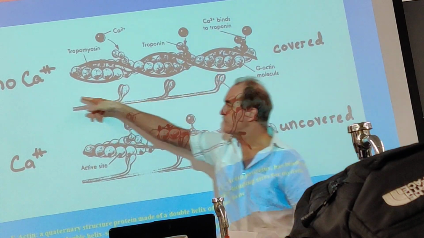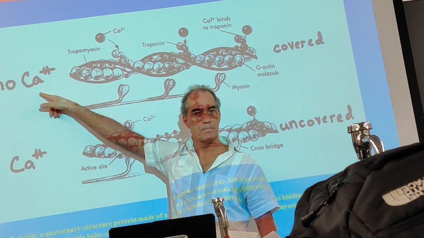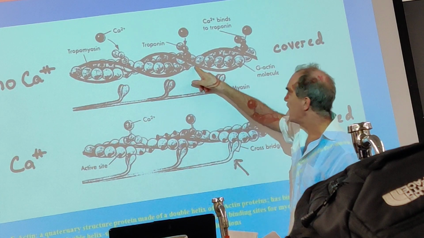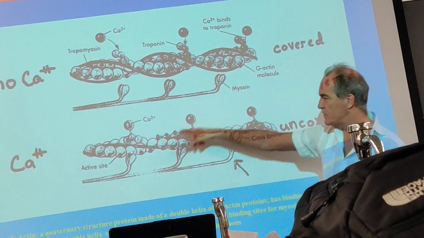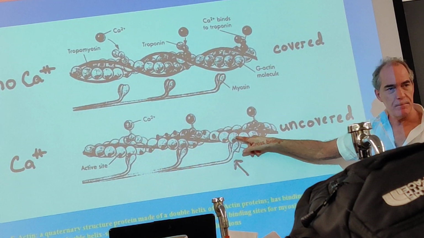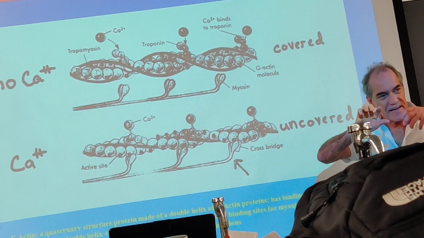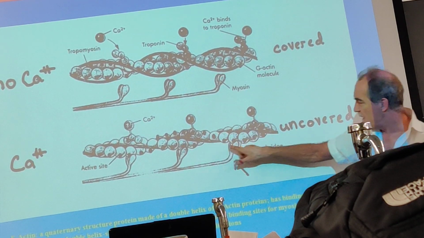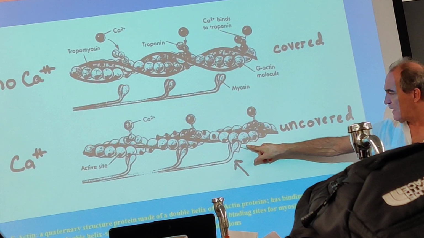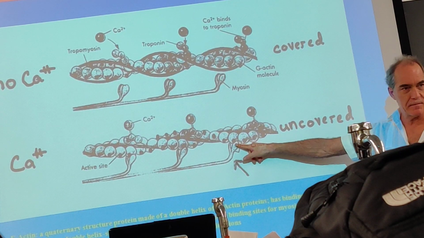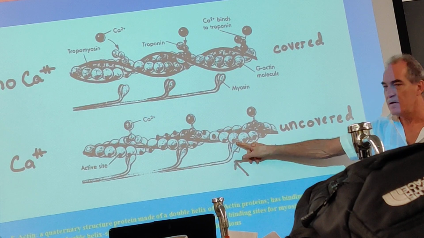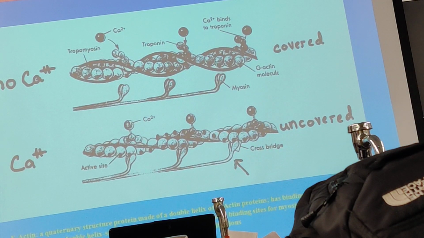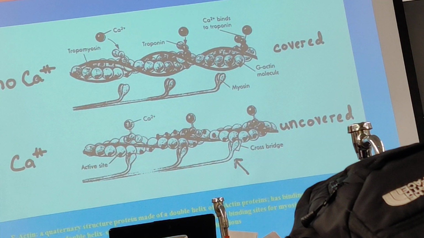But that's when there's no calcium available. But what happens though is when calcium is available, if you look on the bottom here, tropomyosin tightens up and it kind of fits into the grooves of F-actin and uncovers the binding site for myosin, and now myosin can bind it. So that's the job of tropomyosin: it covers and uncovers the binding site for myosin.